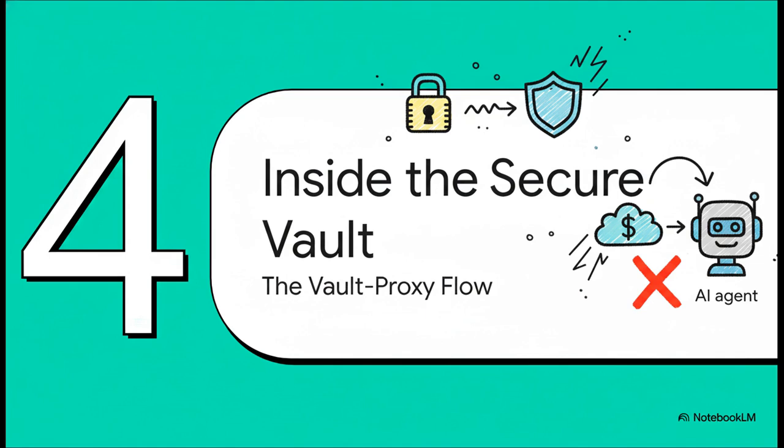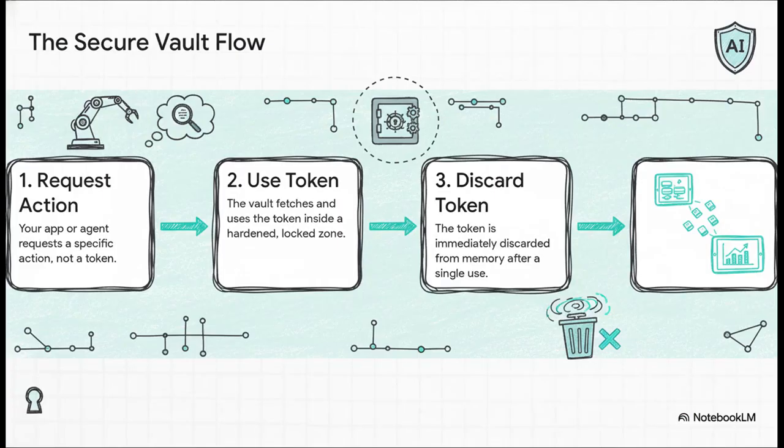I mean, how can an app get anything done if it never even sees the token? Well, it all happens with a really clever setup: a secure vault and proxy flow. So here's how it breaks down. Step 1. Your app or your agent requests an action. Now behind this super secure, hardened service boundary, we're calling it a locked zone, the vault goes and grabs the user's token from its encrypted storage.